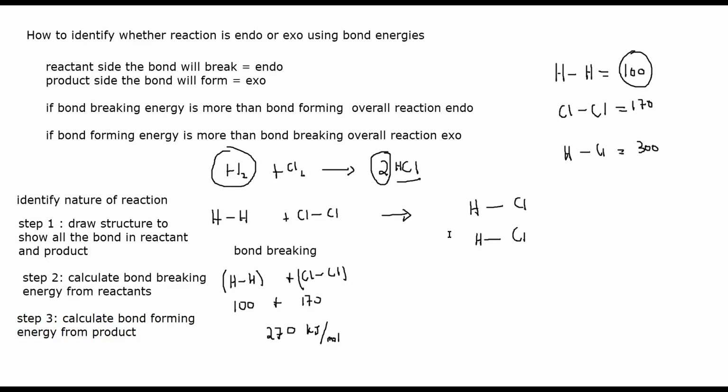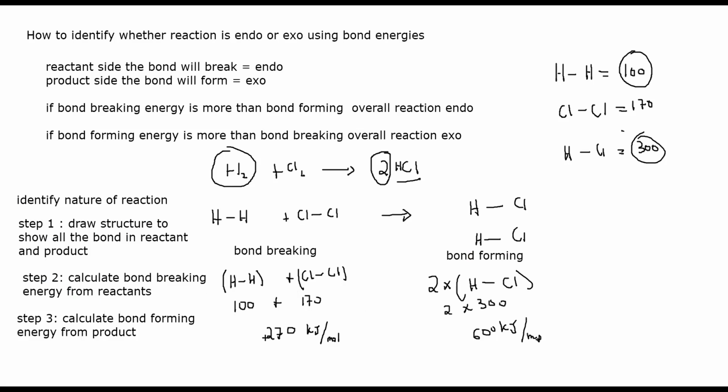So we'll calculate the bond forming energy from the product. Which bonds, hydrogen and chloride bonds, are formed and how many of them? 2 of them. So 2 HCl bonds, that's why I multiplied this by 2. And for each hydrogen chloride bond, the energy is 300. So 2 multiplied by 300, which makes 600 kilojoule per mole. Which energy is greater here?